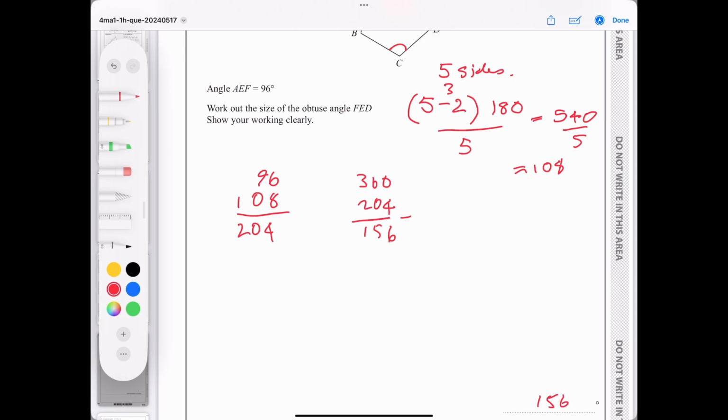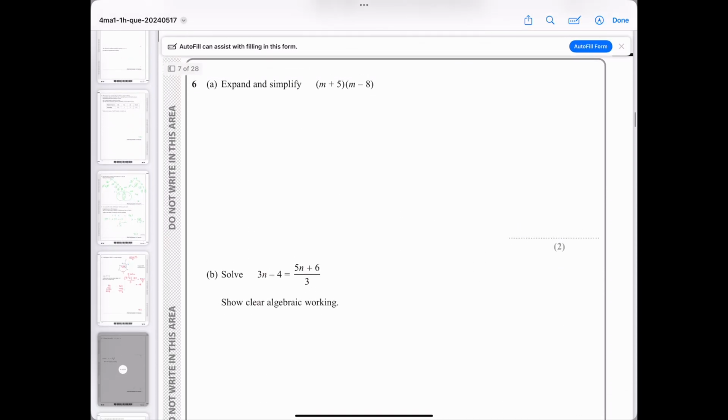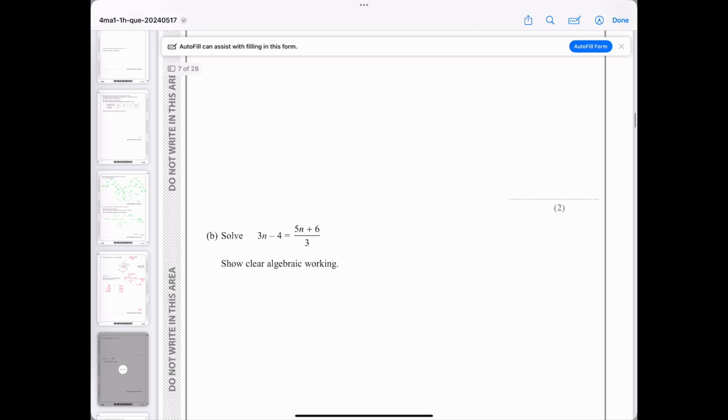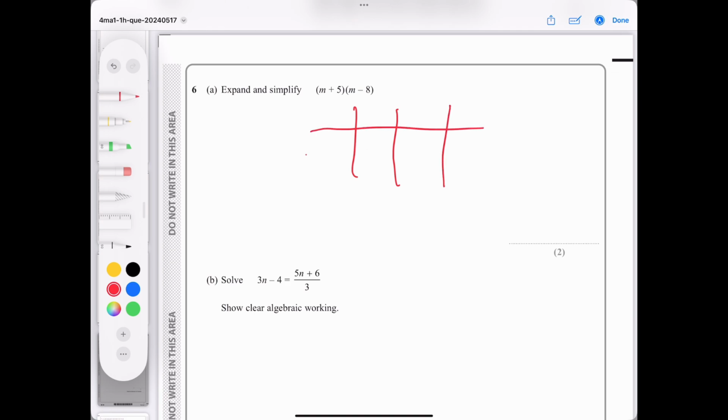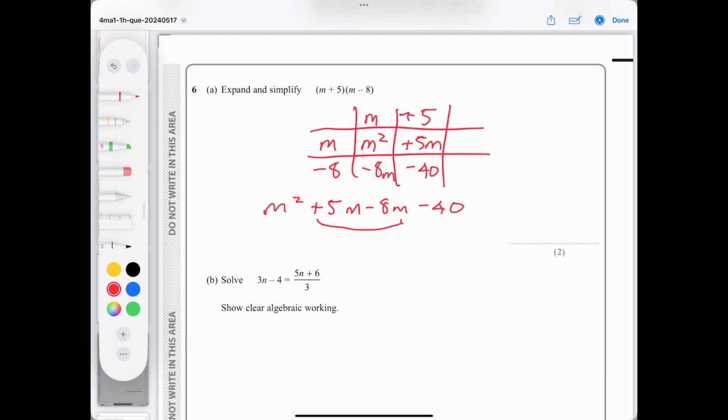So that's a nice, useful little piece of work, and I have time to do 6? I reckon I do. So, expand and simplify. It's (m plus 5)(m minus 8), so that's m times m is m squared, plus 5m, minus 8m, minus 40. Then we clean it up: m squared plus 5m minus 8m minus 40, and just the middle bit here is the problem, so it's m squared minus 3m minus 40.